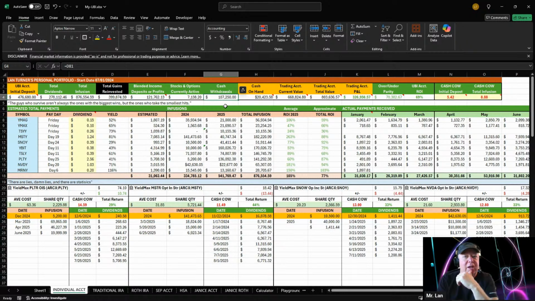And then I have cash withdrawals. I've taken $107,000 out of my business and paid myself, so I've got to count that. And I've got $20,000 sitting in cash right now, waiting to be redistributed, either taken out to go spend it, buy some candy and toys, or to put it back in and build another machine, make more money, have more blended money. And so that ends up with a trading account current value of this much.